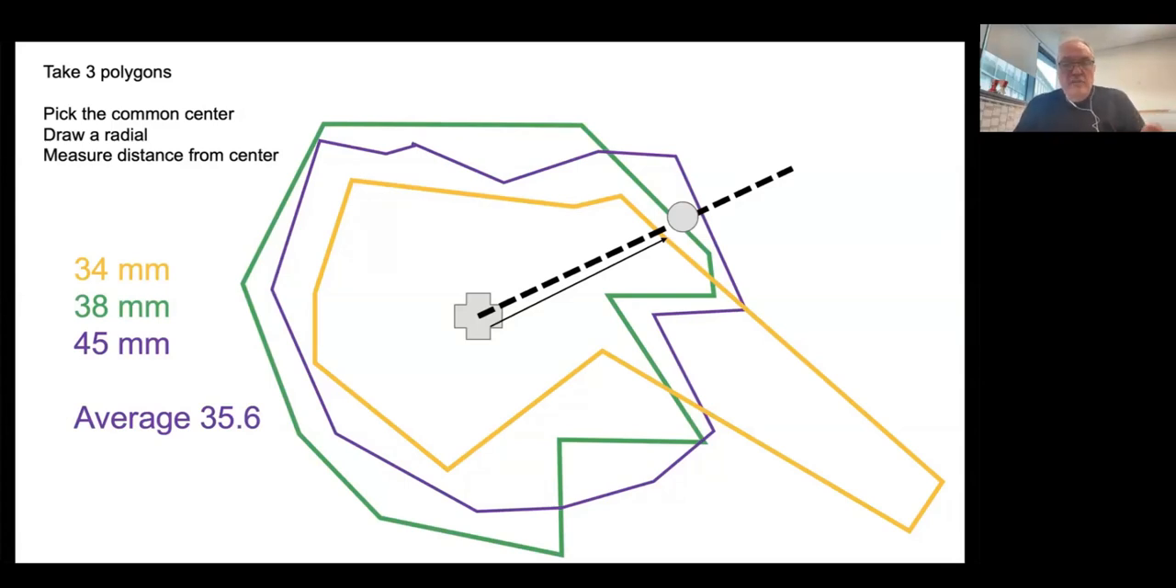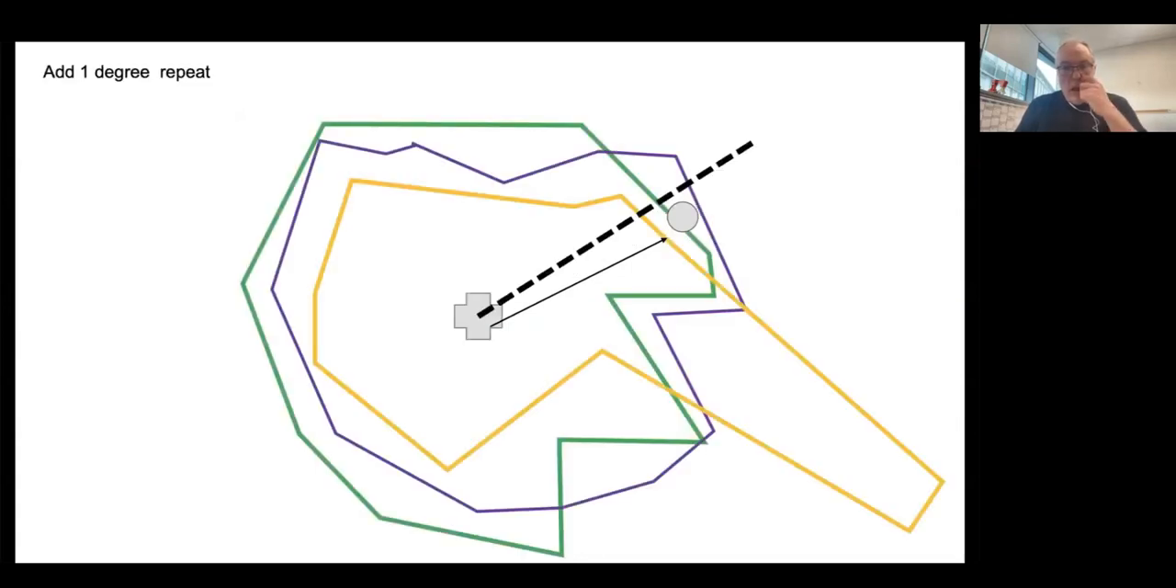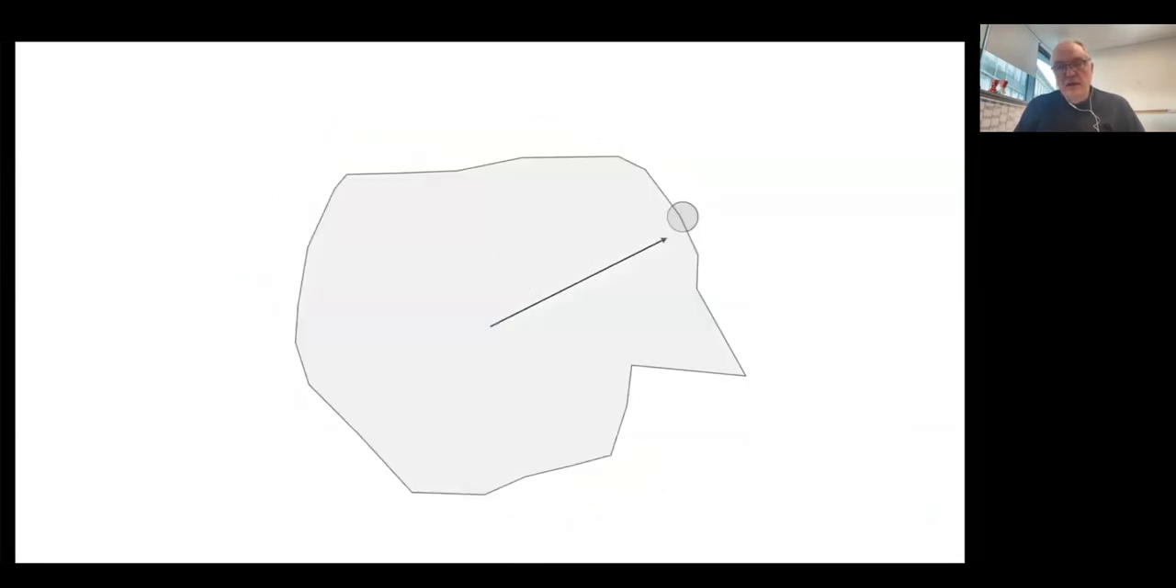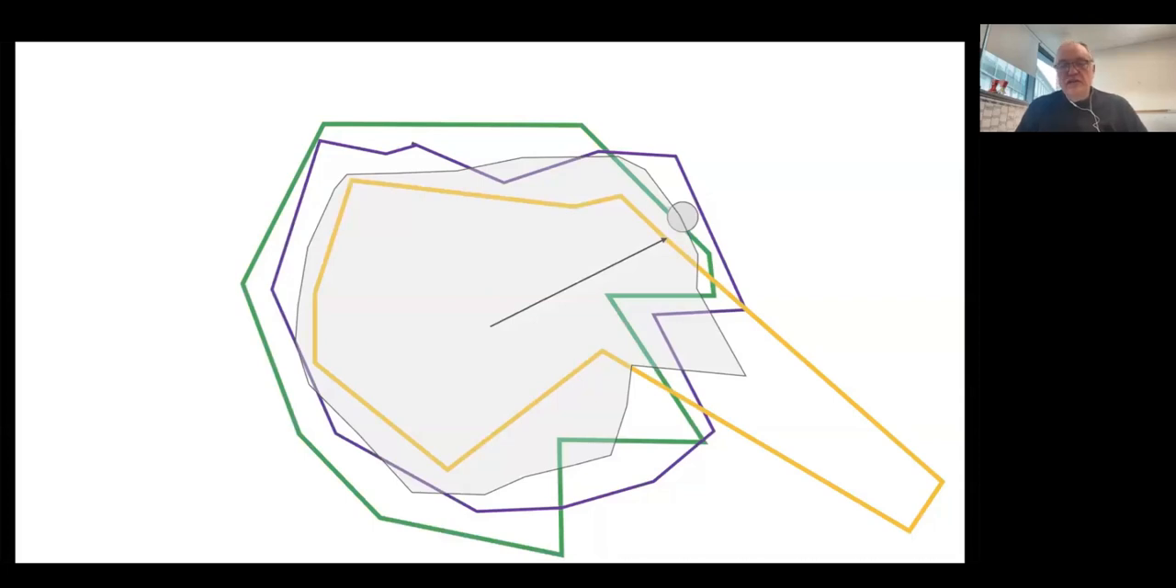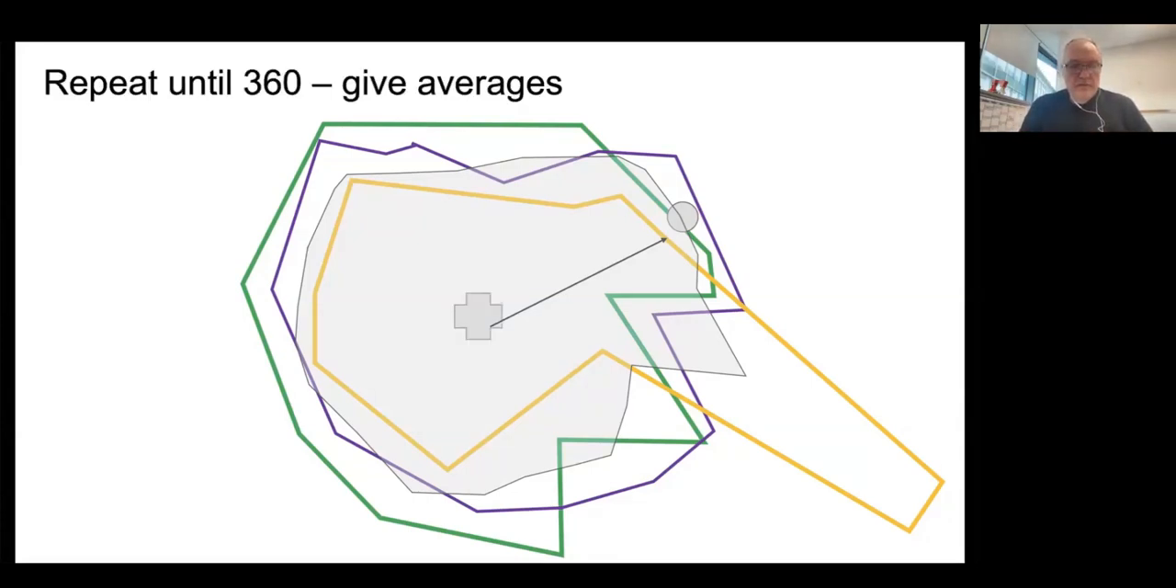So then what do you do? Well, keeping the same center, you just increase the angle of the radial and repeat the process. So you end up with a new polygon, which is basically made by averaging out the distances of all the other polygons. There we go. Repeat until you've got 360, do it in 5 degree increments or 1 degree increments, whatever you want to do. It's kind of entirely free. And you end up with a polygon. So that is what I'm going to refer to as the Dalton average radius.